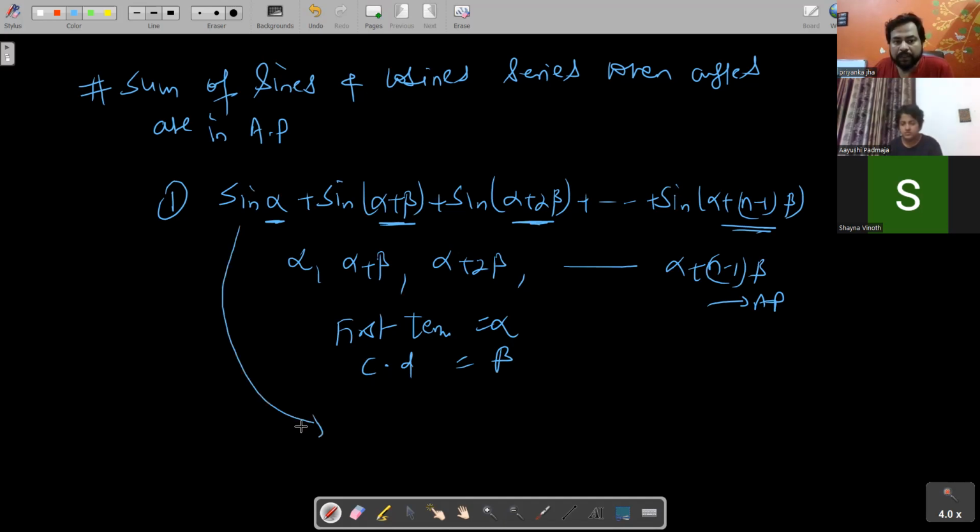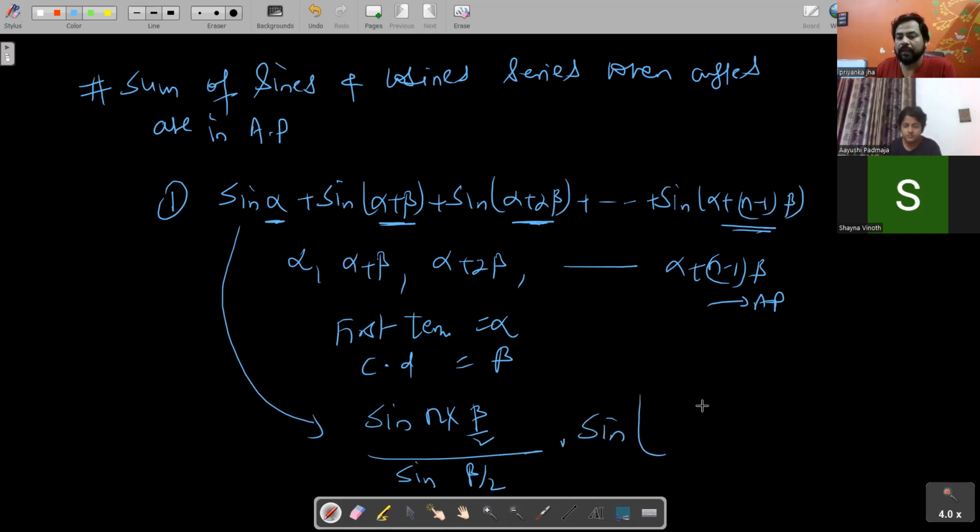the sum of all these terms would be sine of the number of terms into common difference beta by 2, upon sine of common difference by 2, into sine of first term plus last term by 2. How many terms are there? n. Because it goes from 1 beta, 2 beta to n minus 1 beta, that is n minus 1 terms and 1 extra term, so n terms.